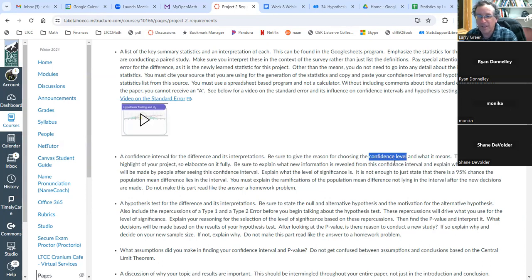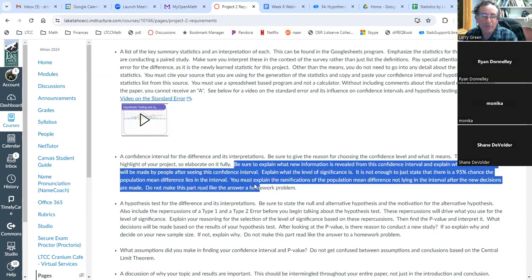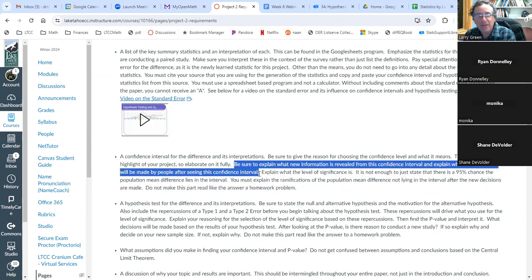So this confidence interval part is a huge part, usually pages of your project, not a paragraph. It goes on for a while. Okay. You should explain what new information is revealed from this confidence interval. Explain what decisions are going to be made based on the confidence interval.